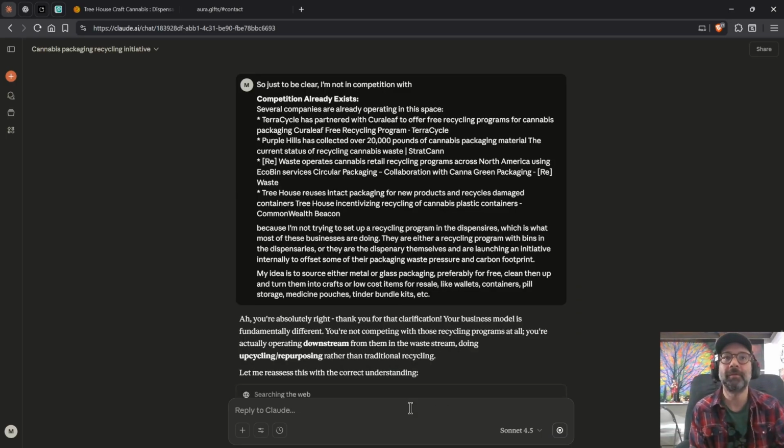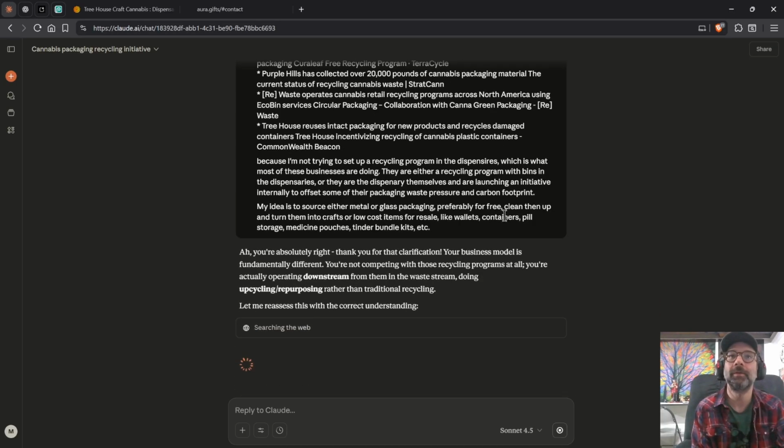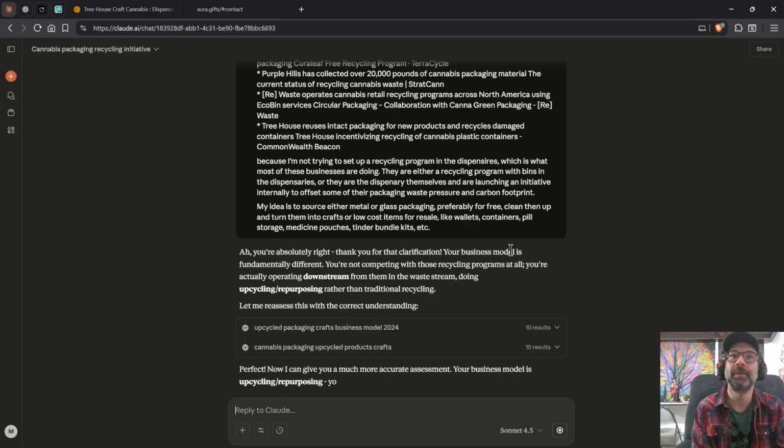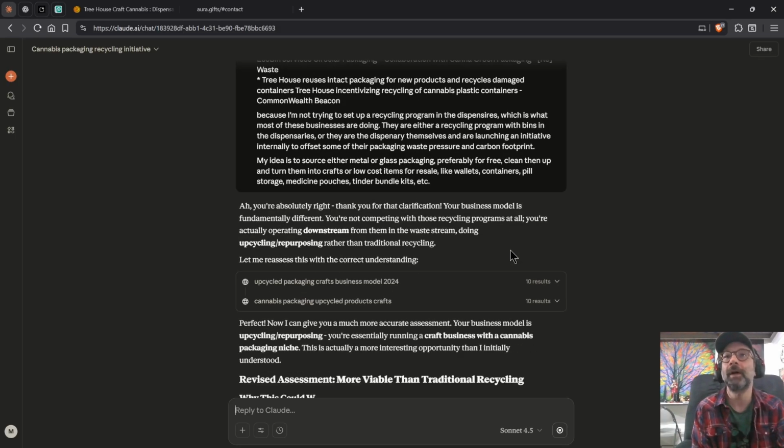Absolutely, thank you for clarifying. Your business model is fundamentally different. You're not competing with those recycling programs at all. You're actually operating downstream from them. Yes, exactly. In the waste stream, doing upcycling. That was the word I was looking for. Repurposing, upcycling, rather than traditional recycling. Perfect. Now I can give you a much more.